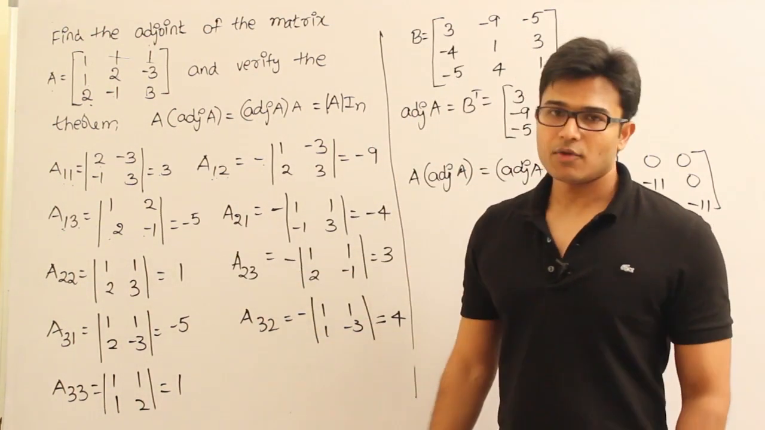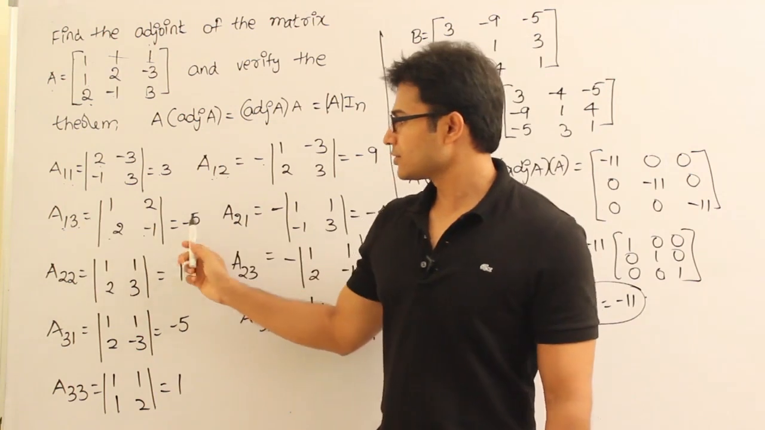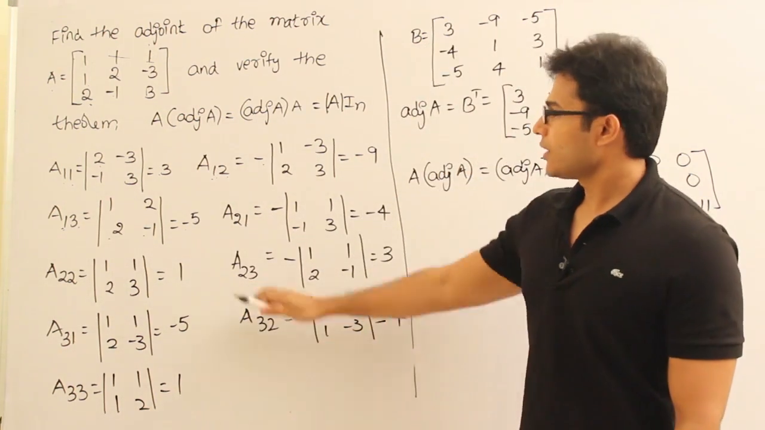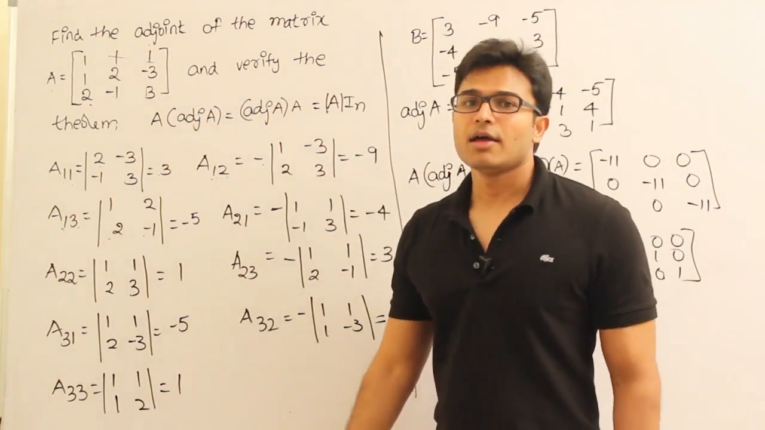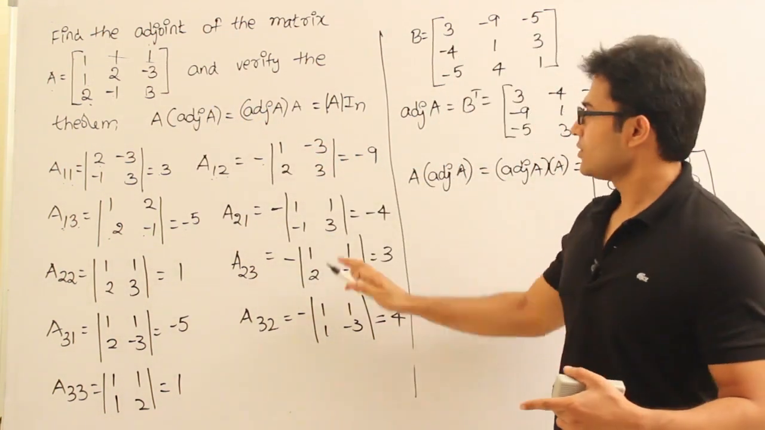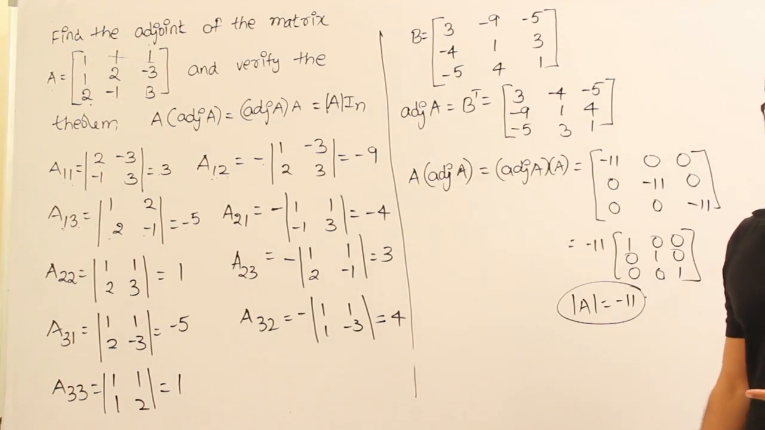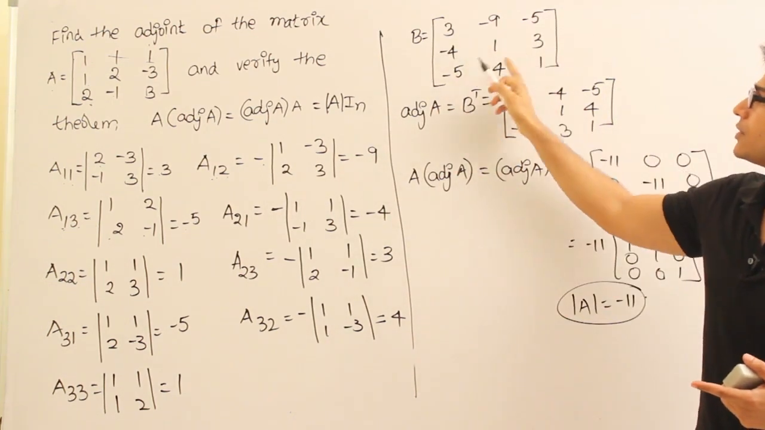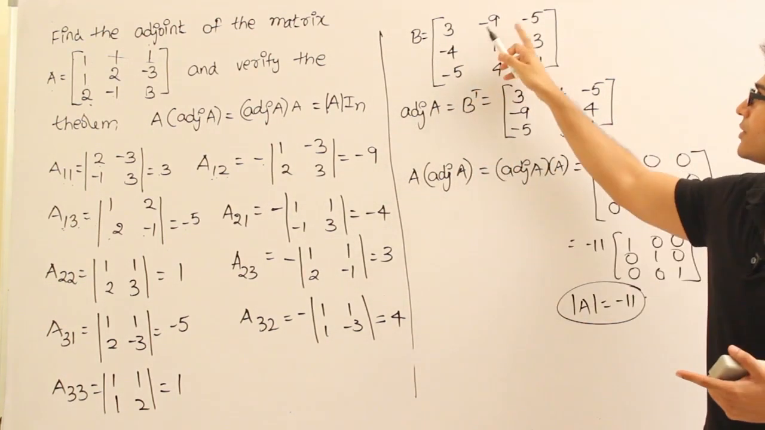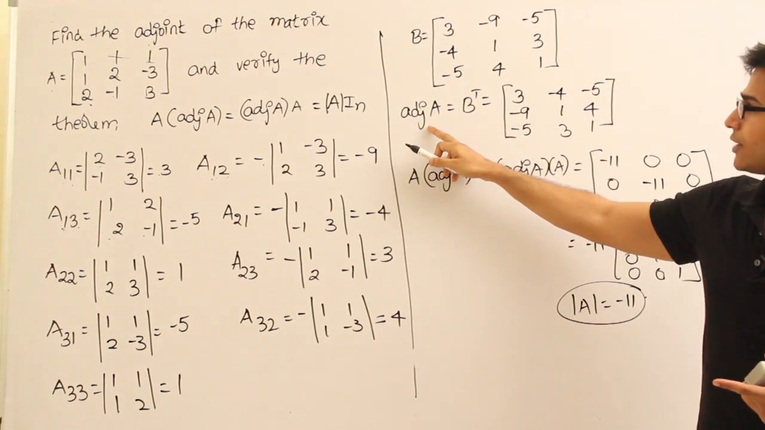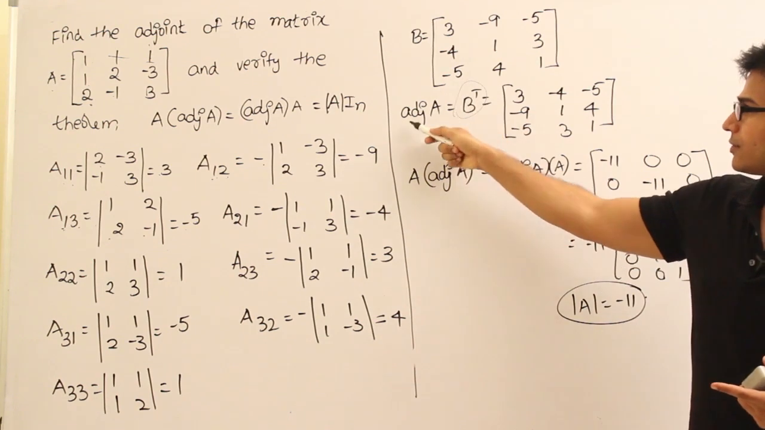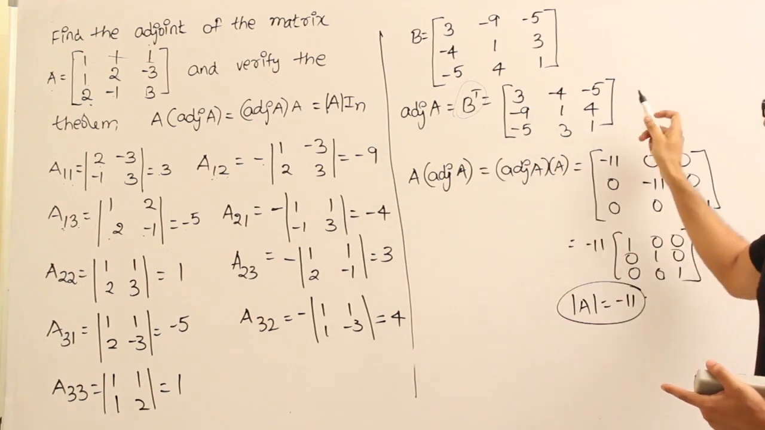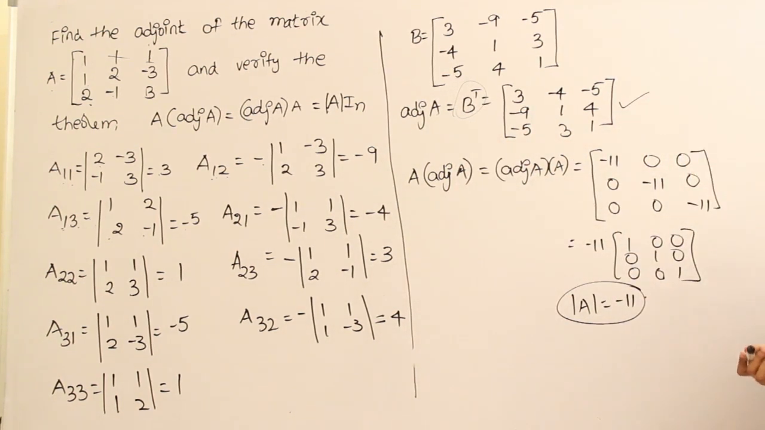So, I'm not putting any minus sign here. It is minus 5. Likewise, you find the cofactors of all the elements of the matrix A. Once you find the cofactors, you form the matrix B, which is nothing but replacing every element with its cofactor. Then you take the transpose of that matrix B, which is nothing but adj A. Then I got this: the adjoint of A is this.